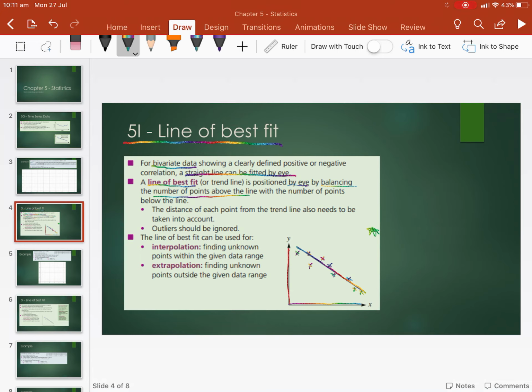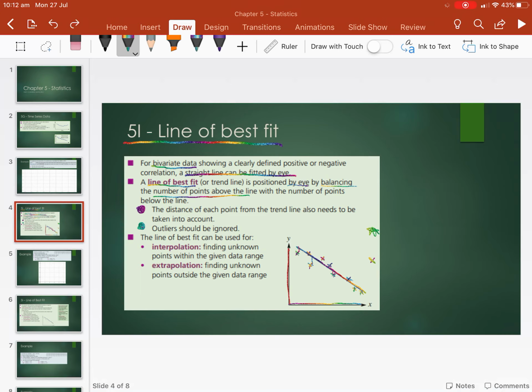The distance also, just looking at this point here, the distance of each point from the trend line also needs to be taken into account. So that means all of your points here, okay, the distance going up the line have to be taken into account, just making sure that there's none that are too far away. And the other point is saying that outliers should be ignored. So if we have a point like over here, that's an outlier. See how it's going to be really hard to put your line, because you'd have to start drawing a line kind of like that to include it, but you don't need to, so don't worry about that.